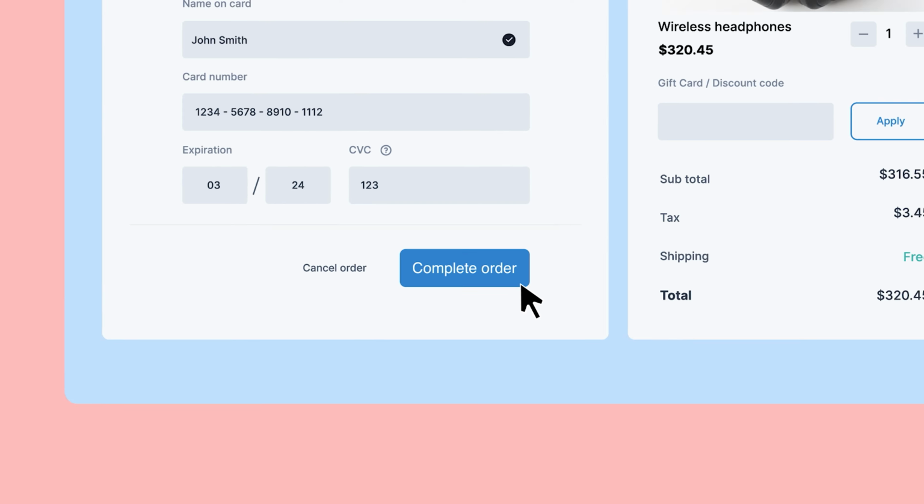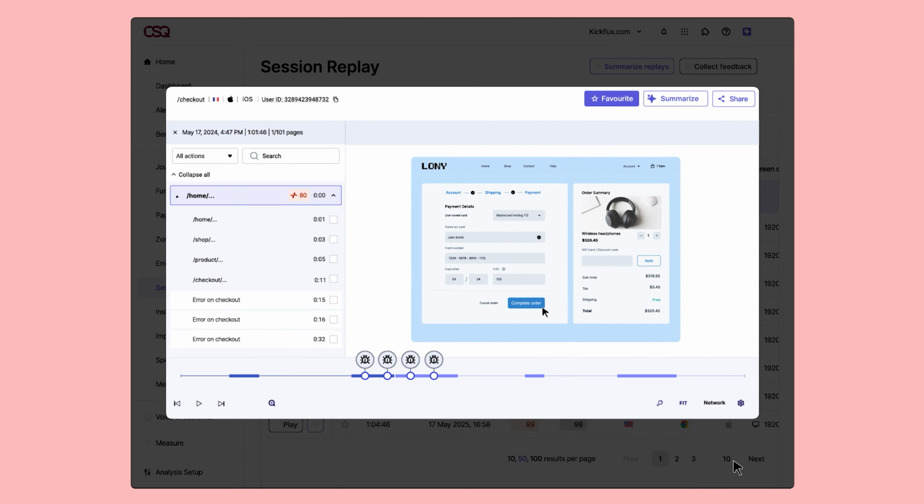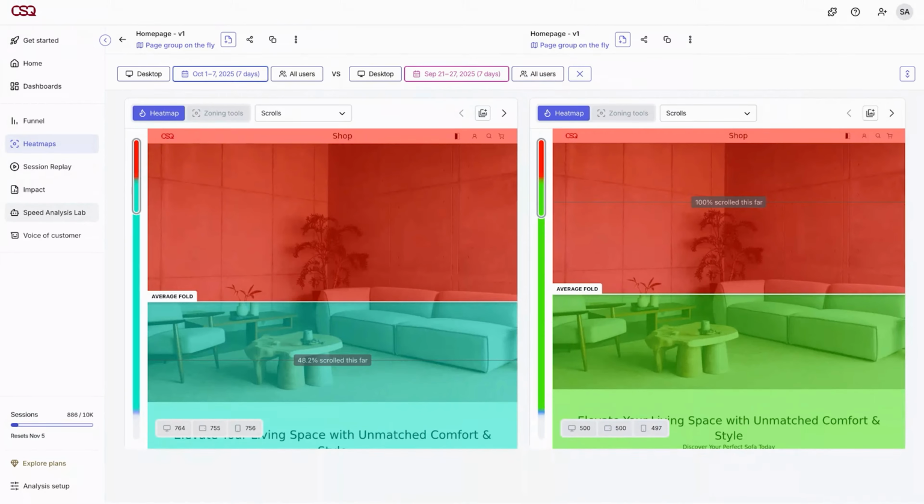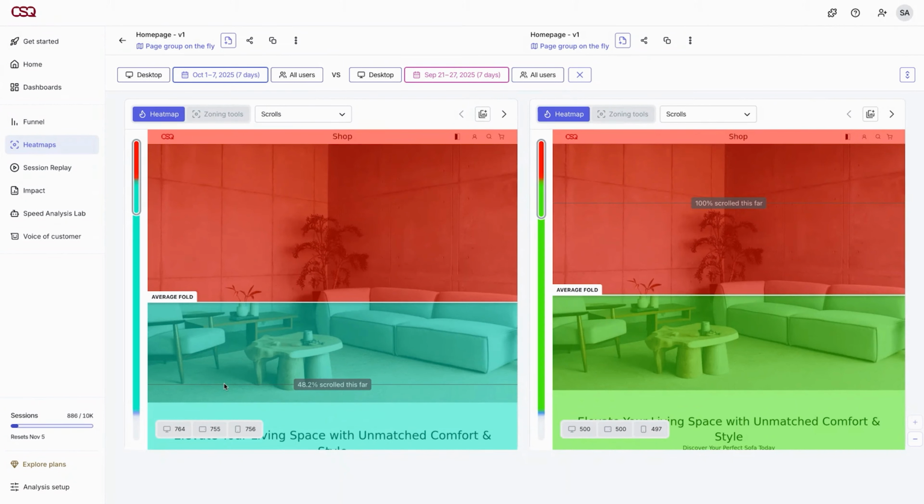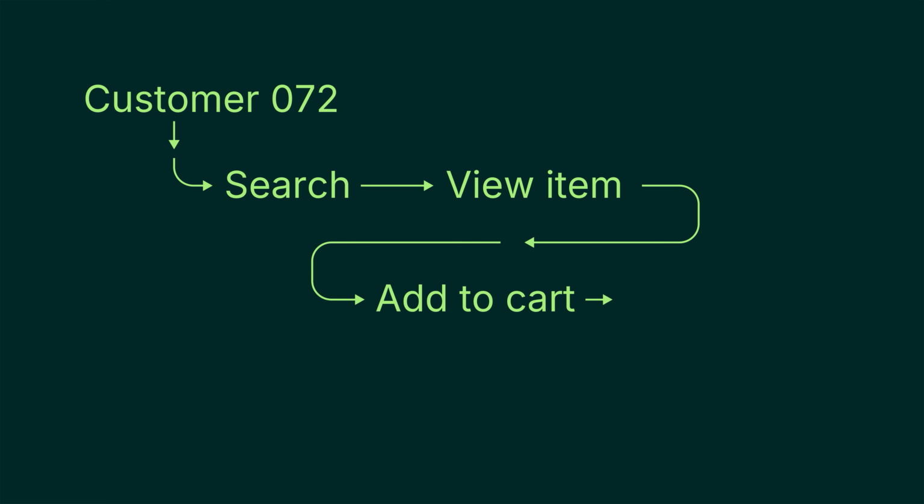everyone who follows. Session replays let you watch real visitor journeys. You see exactly where things break down. Heat maps show what page elements people engage with and what they scroll right past. You can break down performance by channel, device, and segment. You don't need more data. You need to understand the data you already have.